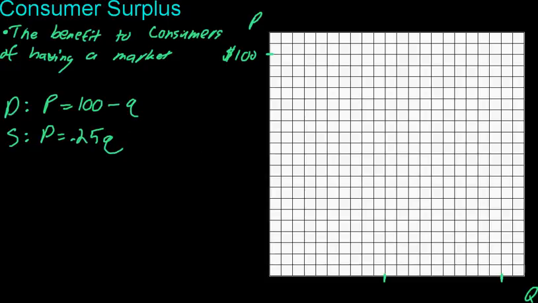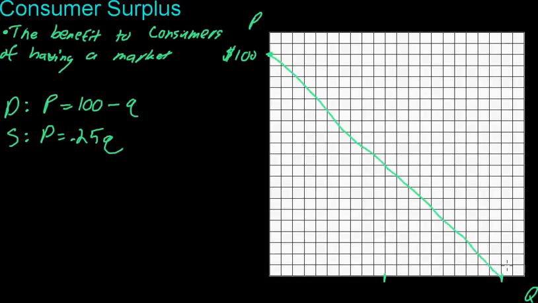So to graph this, I'll do the demand in green, and then I'll change colors for the supply. So when quantity is 0, price is 100, and then it just goes down by 1 every single time. I've made every single space 5 units of quantity. So this is up 20, which is 100. Then if I can draw a straight line, and I cannot draw a straight line, but you're getting the picture, that is our demand line.